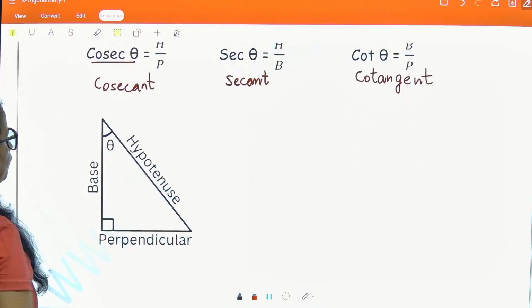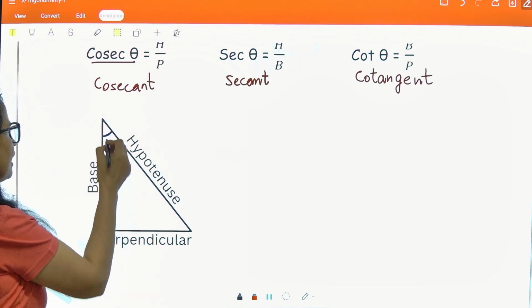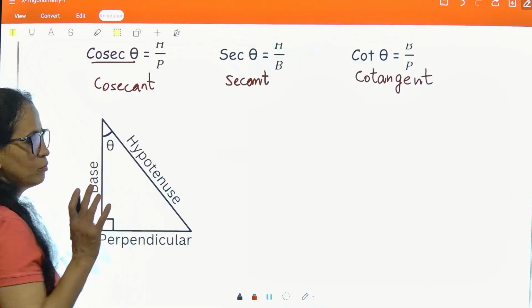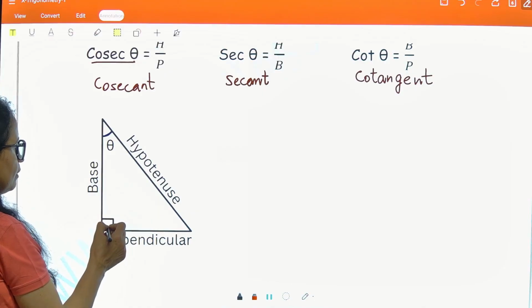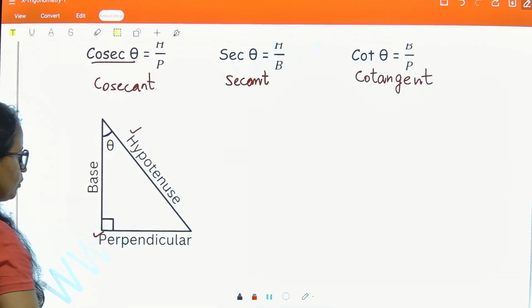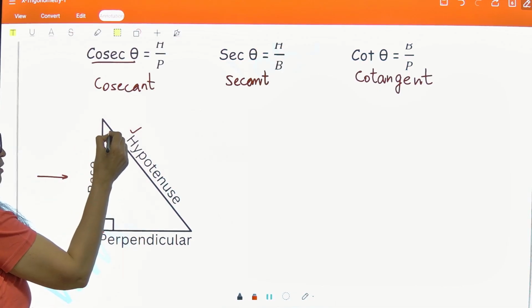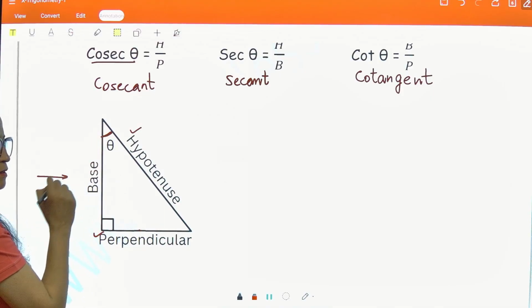Now let's look at the significance of this theta. Theta can be any of the acute angles of this right angle triangle. Even though in higher grades you will come across trigonometric ratios of higher angles also, for now we are dealing with only acute angles of a right angle triangle. The side opposite to the 90-degree angle is the hypotenuse. The side opposite to theta is the perpendicular, because if you look at the triangle from this side, theta is here and the side opposite to theta is called the perpendicular. The side adjacent to theta is the base.